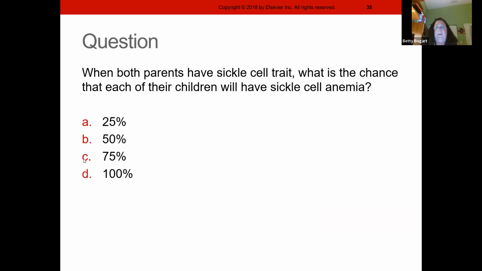So if both parents have sickle cell, what's the chance that this child is going to have sickle cell?